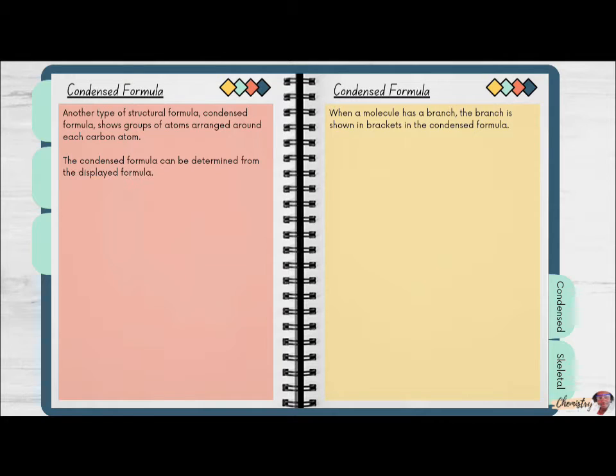The next type of structural formula that we can use is a condensed formula. We say it's condensed because we don't show the bonds in this structure. The condensed formula simply shows the group of atoms that are attached to each carbon. I'll use the example of propane to show you how the condensed formula could be written. This is the displayed formula of propane. The condensed formula.